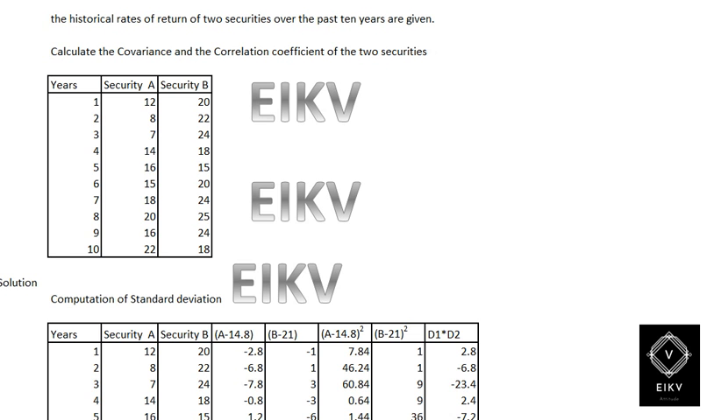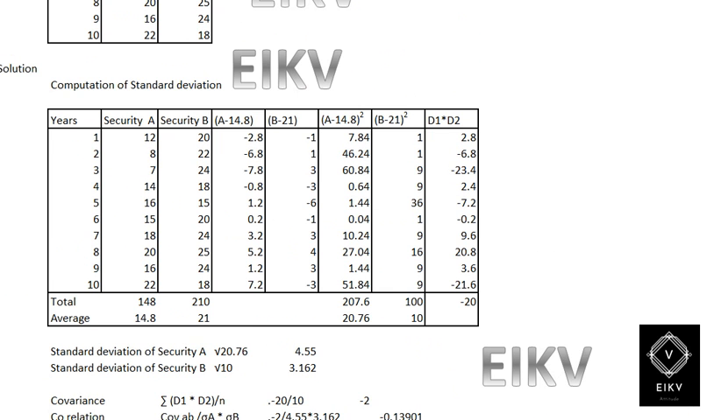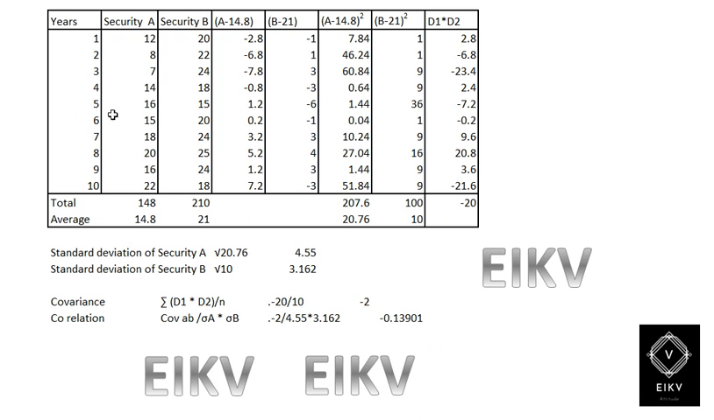So going ahead with the solution for the computation, we have the years, security A and security B. Take the total and divide it by the number of years, which is 10. We have 10 years of return given, so we need to divide by 10. Therefore the average would be 14.8 and 21.